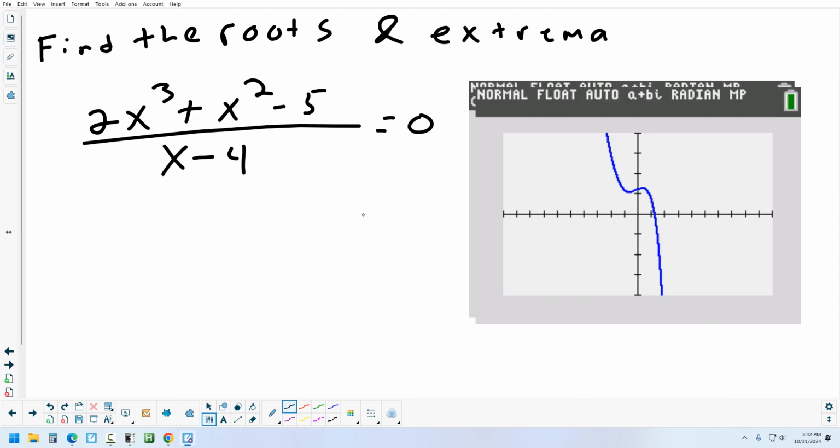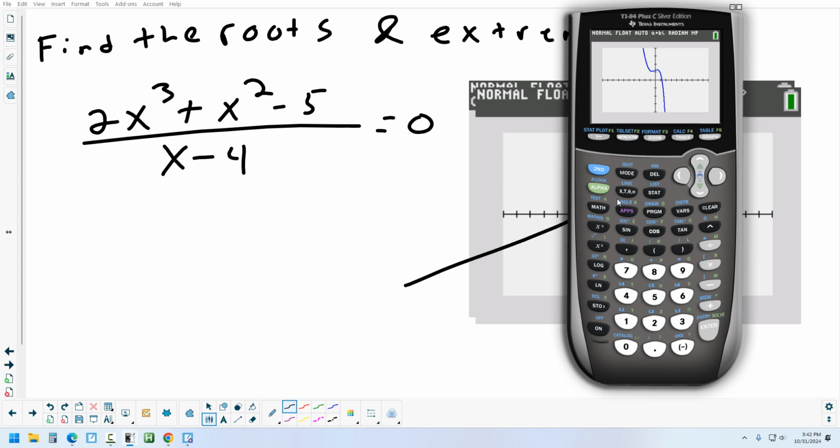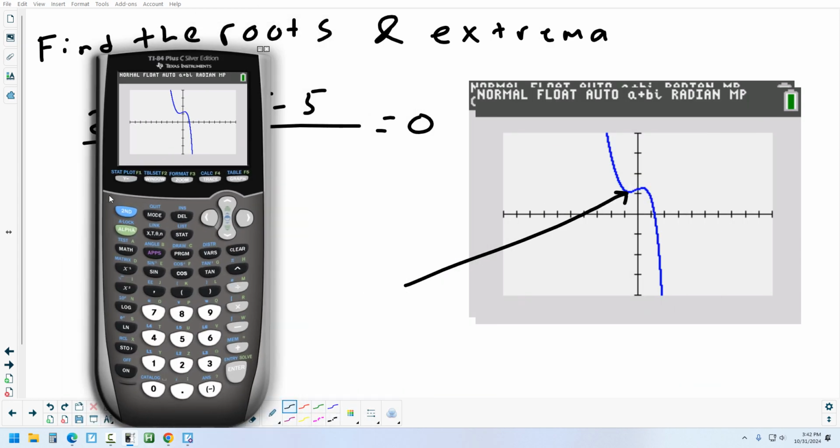So let's start with this one. Is that a local min or a local max? That is a local min. How do we find on the calculator a local minimum? On graph, it's second trace. Second trace, yep. And then option 3. So pick a point to the left, pick a point to the right, do our guess, and there's our minimum.